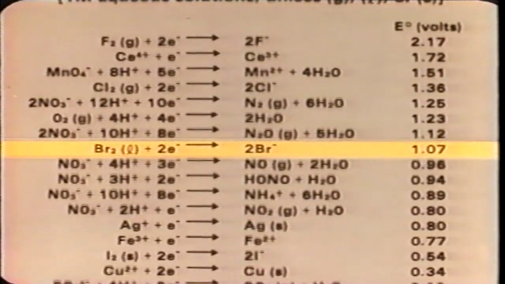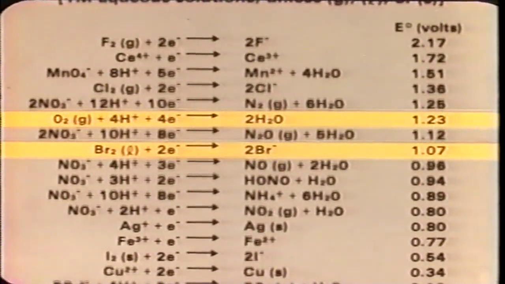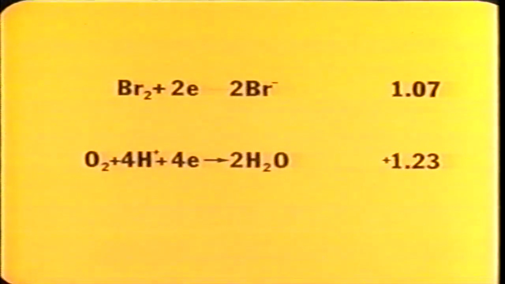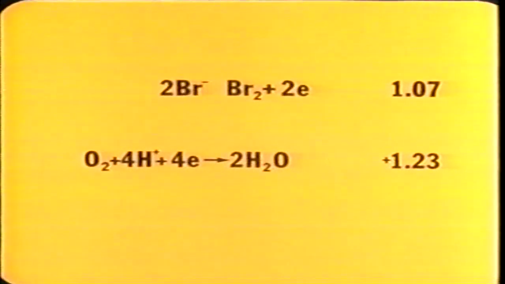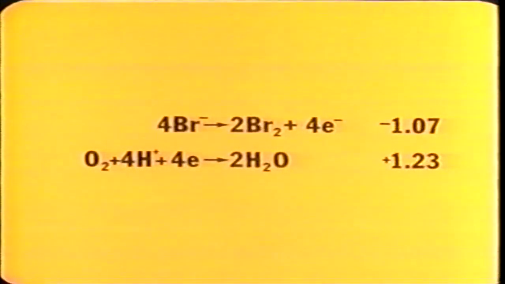We note that the tabulated E0 value for oxygen as an oxidizing agent is plus 1.23 volts, which makes it a stronger oxidizing agent than bromine. Furthermore, oxygen is the cheapest oxidizing agent. Let's find the E0 value for the overall reaction. We reverse the bromine reaction and change the sign of E0 to get the E0 value for the oxidation of bromide to bromine as minus 1.07 volts.